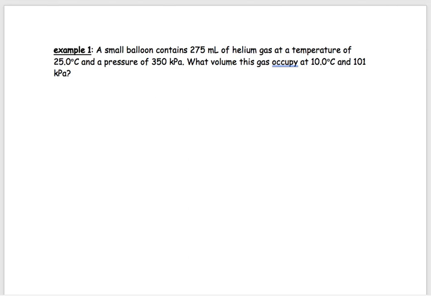We have a small balloon, and we have helium gas in it, and there's a temperature and a pressure that it's at, and we want to know what volume this gas will occupy at 10 degrees and 101 kilopascals. Okay, so let's write down everything we have here. We have an initial volume of 275 milliliters, and then we have a temperature of 25 degrees Celsius.